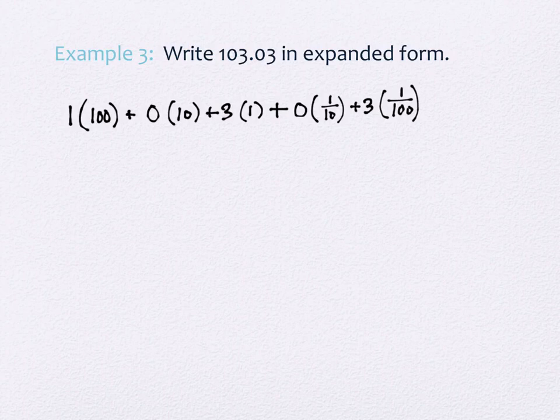This problem works really well to think about money with. That's why I chose the numbers I did. If I write it like that, I could literally go to the bank and get the coins and the dollar bills and the $100 bills or whatever to make this work, right? I need one $100 bill. I need 3 ones, and I need 3 pennies, because that's what 3 100ths is. And we can see it in expanded form if we write it that way. That's kind of cool, right? It actually means what we expect it to mean if you're thinking about 103 and 3 hundredths in terms of money.